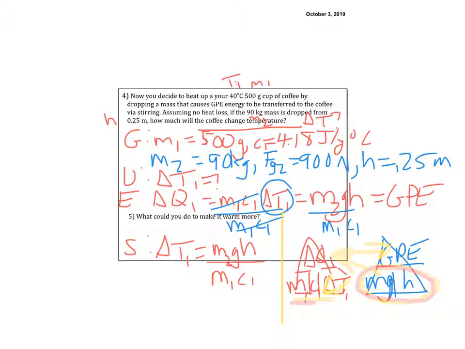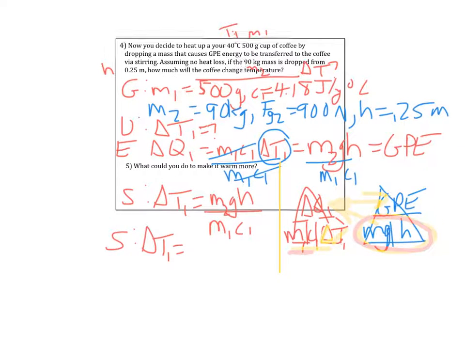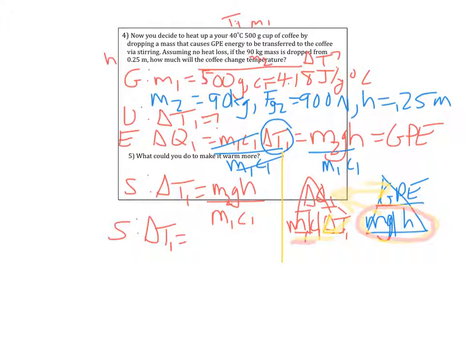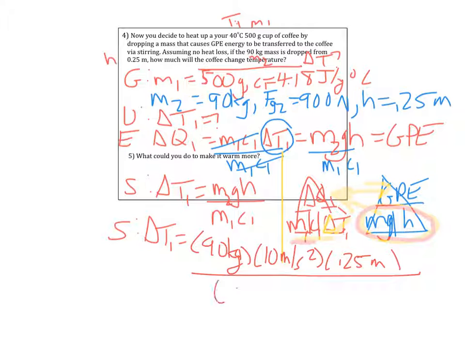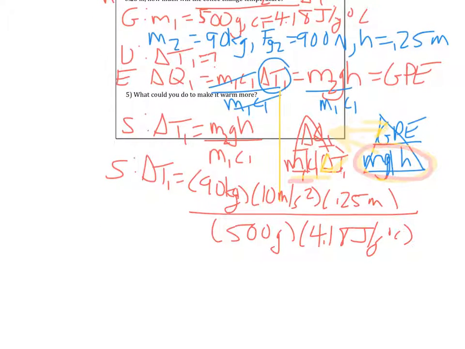And so then when we plug in the numbers, we end up with delta T1 is equal to M2, which was 90 kilograms times 10 meters per second squared times what was H, 0.25 meters, and it's all divided by 500 grams times 4.18 joules per gram degrees Celsius. And again, like last time, we need to plug it in separately or it won't work.